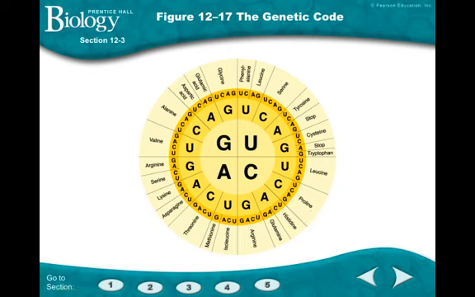If CCC is the messenger RNA codon, what is the anticodon for the transfer RNA? Hopefully, you said GGG. Now, do you see proline anywhere else on the messenger RNA wheel? Nope. So that means that there are only 4 codons that code for the production of proline.